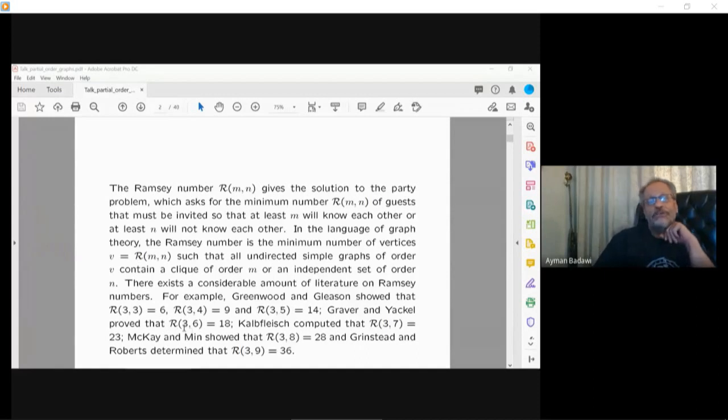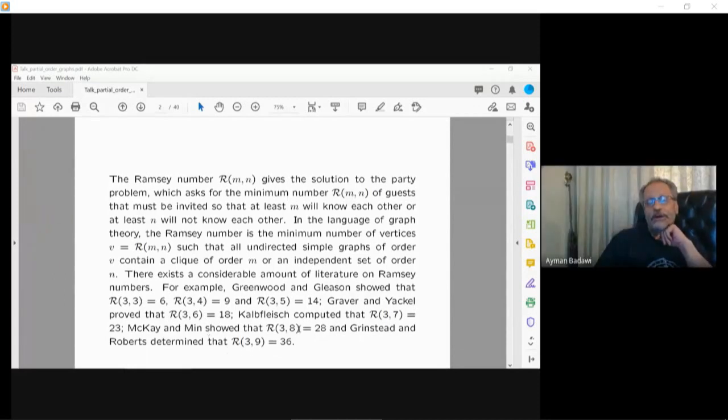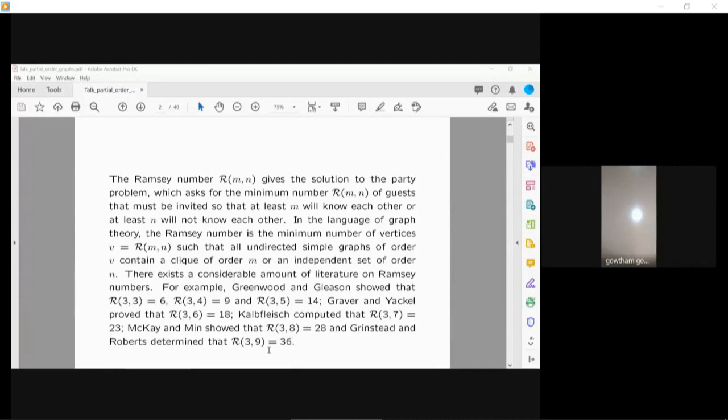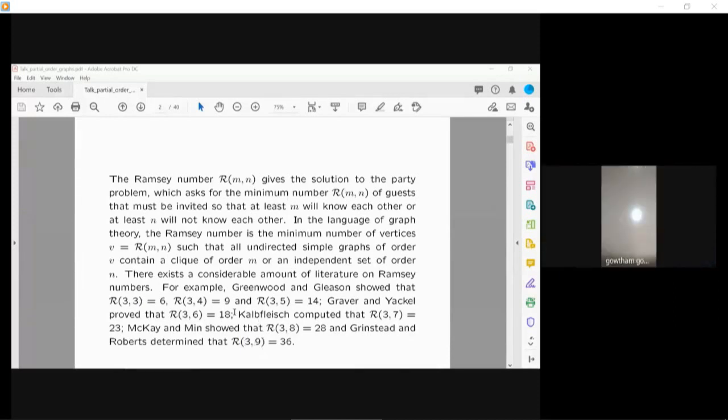Okay, and there is a calculation for R(3,6) and R(3,7). And the highest number I get, maybe there are more now, higher than that, like R(3,8) is 28. R(3,9) is 36. Remember what R(3,9) means: the minimum number of vertices in an undirected simple graph so that we either have a complete subgraph with 3 vertices or an independent set with 9.